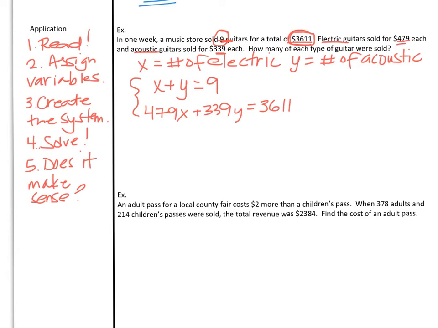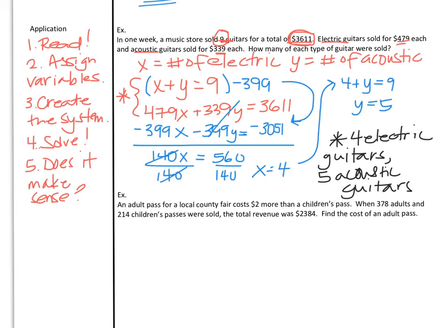What I'd like you to do is pause the video and see if you can determine the solution to the system. So you're on step 4. Once you get a solution, press play and we'll see if we have a match. How many of you came up with 4 electric guitars and 5 acoustic guitars? You probably needed a calculator for this one, or wrote out some calculations on your paper, which doesn't sound like a whole lot of fun.